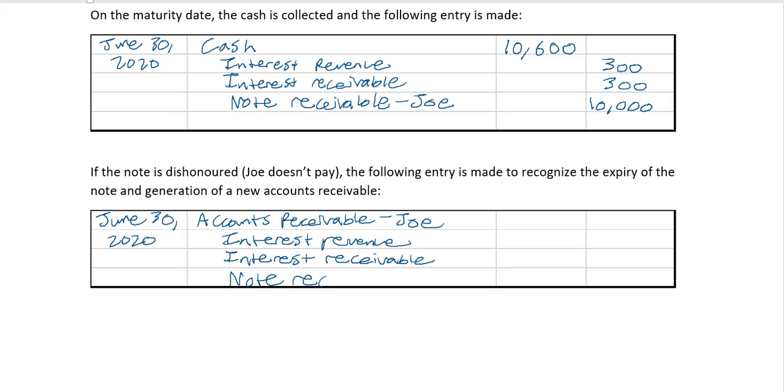And then we will also get rid of the note receivable. Joe didn't pay, so he still owes us, but we've transformed that into an AR. So we're no longer accruing interest. The agreement is now over in terms of the note, just an outstanding balance. So 10,600, we now have AR, and then the other credits are going to be the same as the last entry.